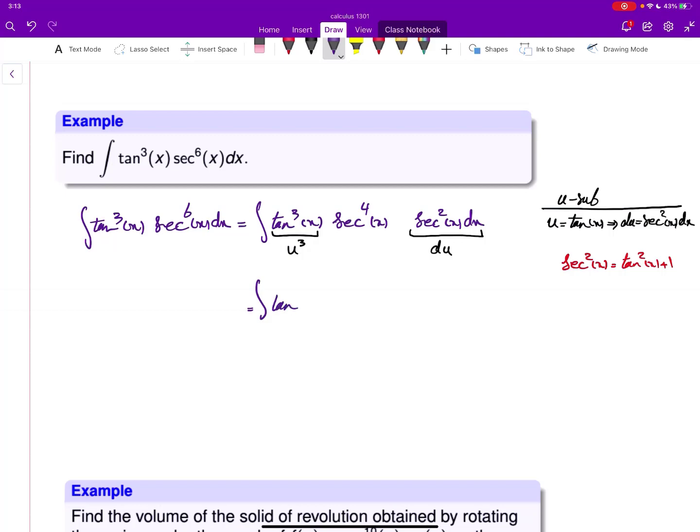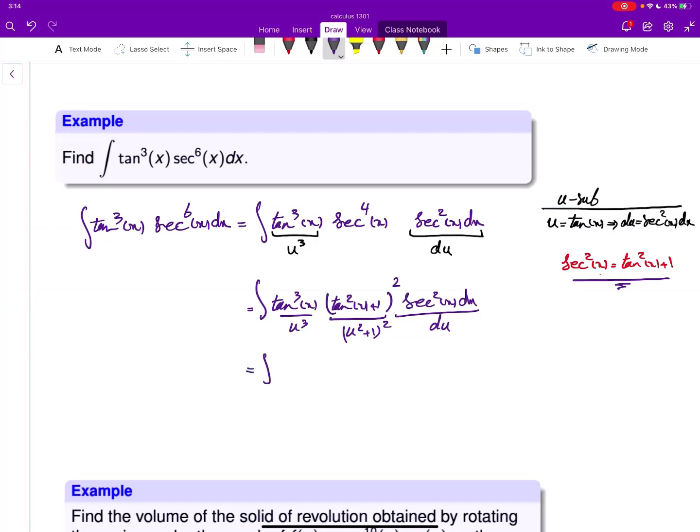And now I can write this guy. This is tan to the power 3x. See, secant to the power 4, I can write it as secant squared to the power 2. But secant squared inside the bracket, I can replace by tan squared x plus 1. That is the identity I'm using. And then I have secant squared x dx. Now that everything is in terms of u, that part is going to be du. This is u squared plus 1 to the power 2, and that is u to the power 3.